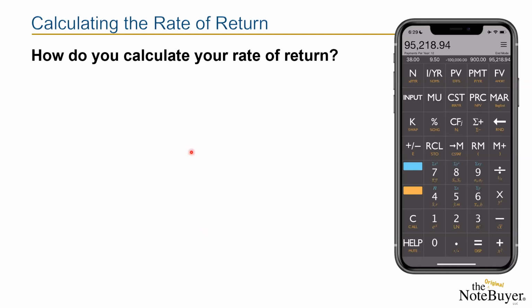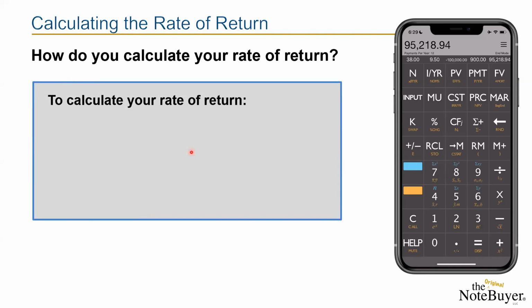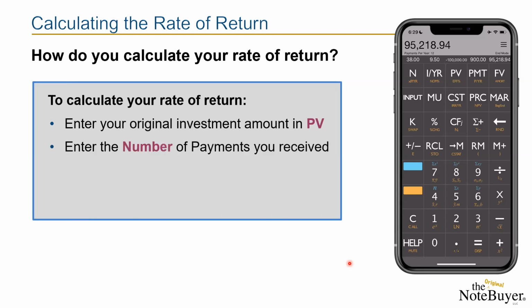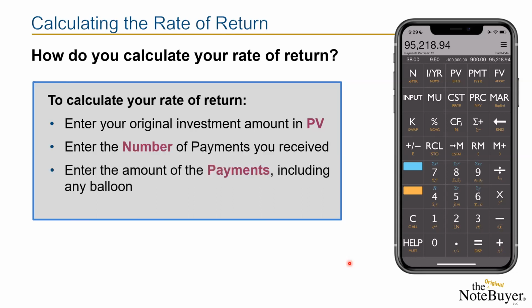Okay, how do you calculate your rate of return? Well, we were looking at it from the view of the lender. So to calculate your rate of return, you enter your original investment amount into PV, you enter the number of payments you received, and you enter the amount of payments, including the balloon. So you're basically putting in whatever you invested and then whatever you received, and then you solve for I.